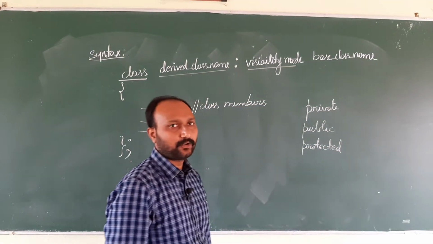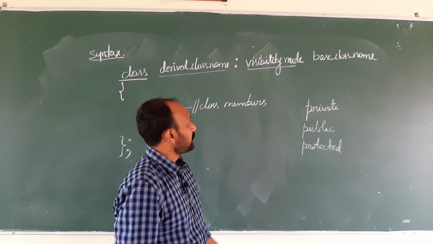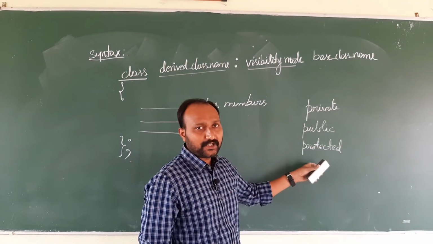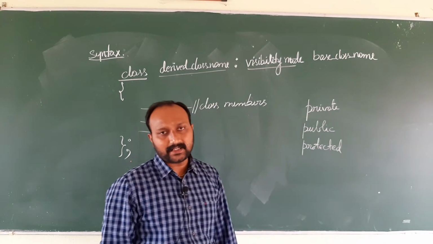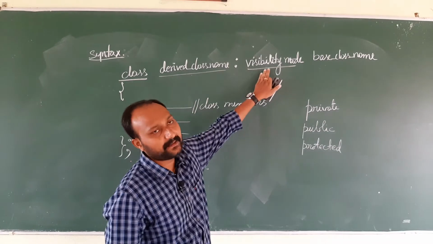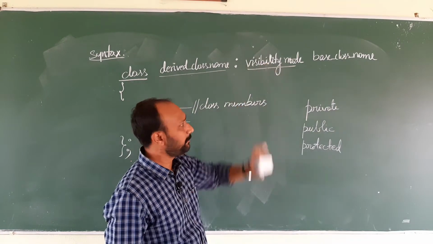Anyone out of three, you can go with anyone. So, if none of them are mentioned, neither private nor public nor even protected, it means it is a private visibility. By default, it will be private.